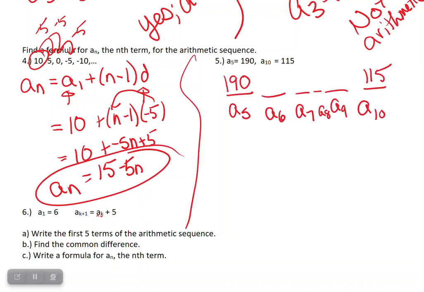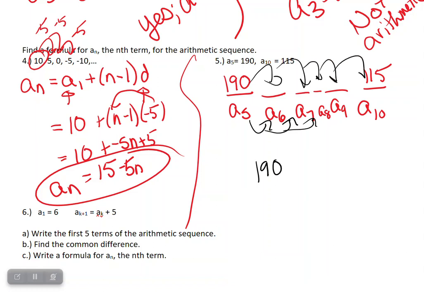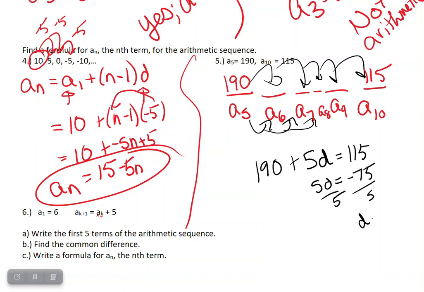If we look at this one, it doesn't give us quite all the information. It tells us the 5th term and then the 15th term. We'll think of 190 as our starting term and think about how many times we need to move to get over there. So 1, 2, 3, 4, 5 times the difference, which we don't know, is going to get us to 115. So I'll subtract 190 and get negative 75 and divide by 5, and I find the common difference is negative 15.